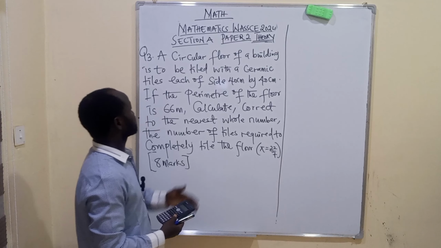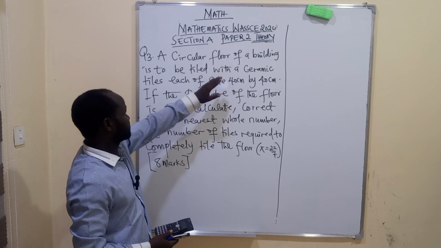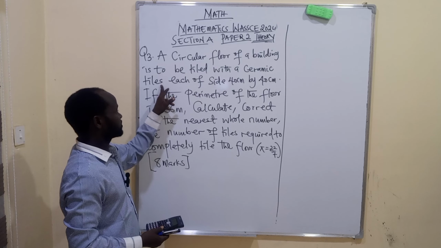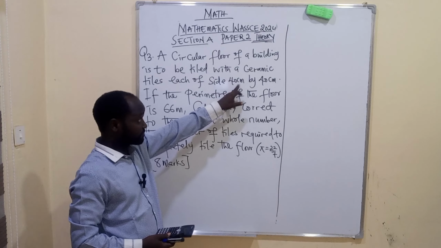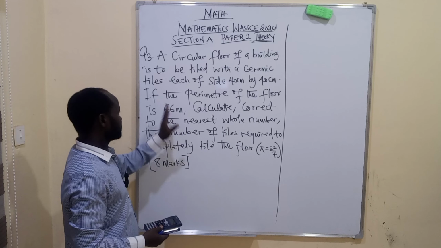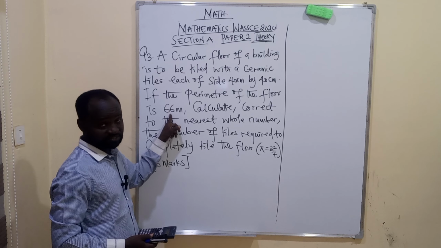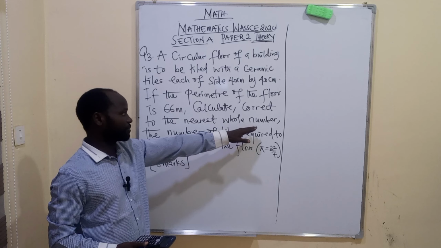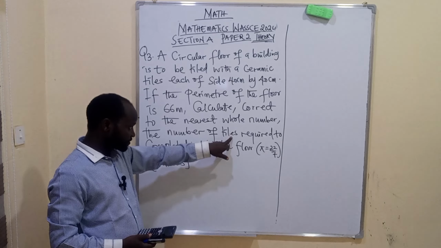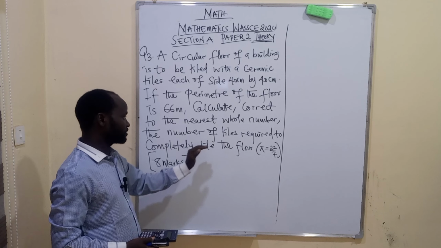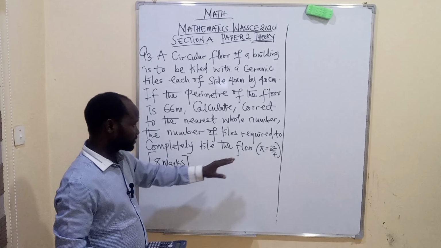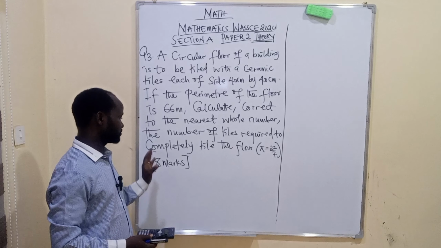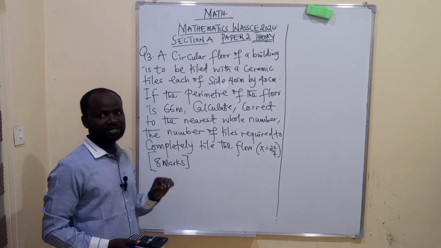The question reads: a circular floor of a building is to be tiled with ceramic tiles, each of side 40 cm by 40 cm. If the perimeter of the floor is 66 meters, calculate, correct to the nearest whole number, the number of tiles required to completely tile the floor. Take pi to be 22 divided by 7. This question carries 8 marks.